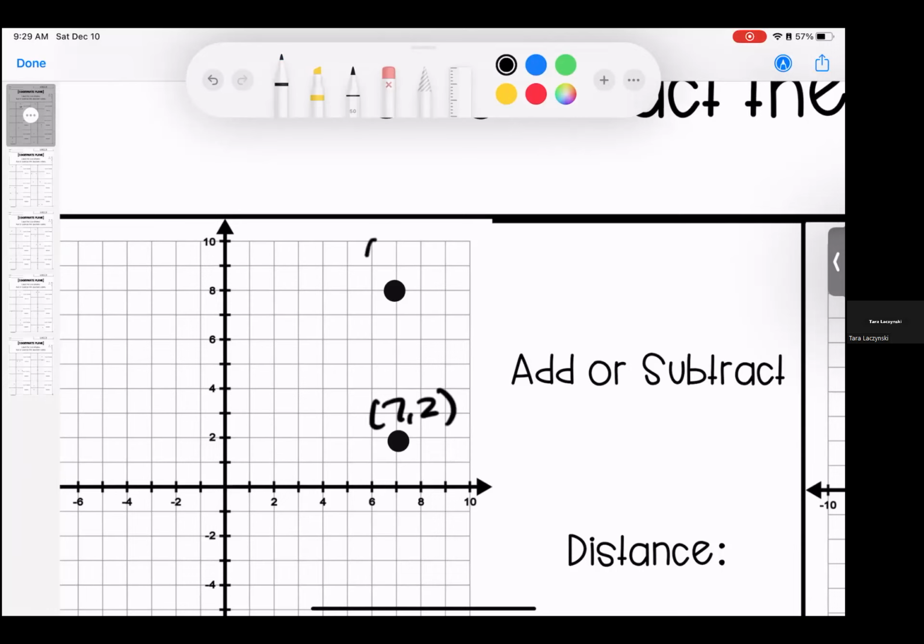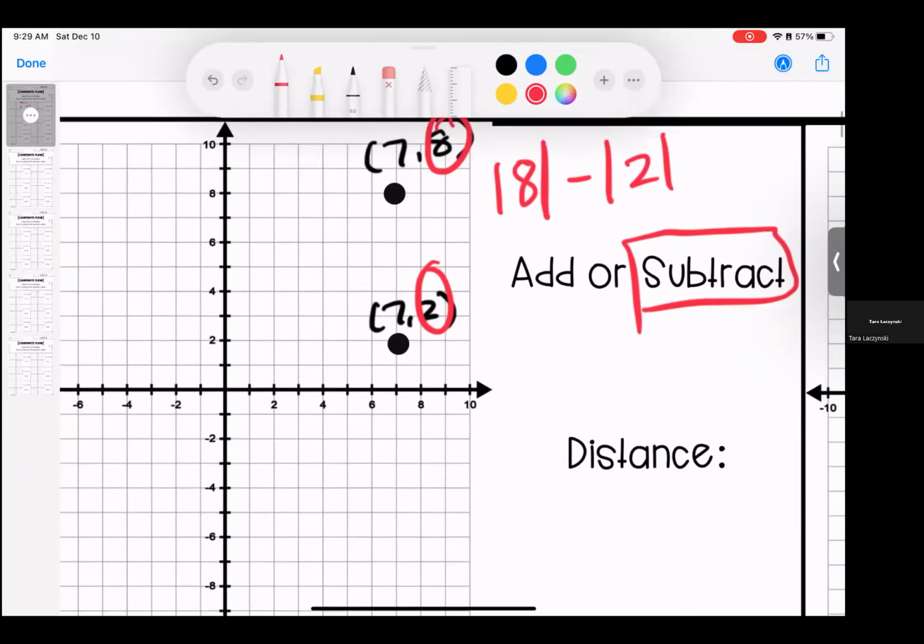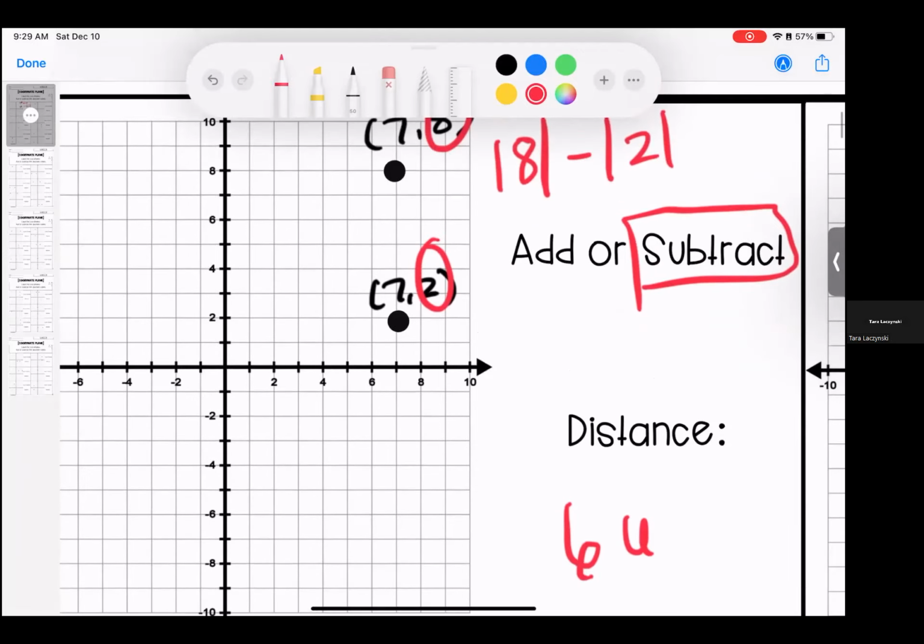The next one is out to 7 and up to 8. So right there, I see that the difference is in my y's, and I am going to subtract the absolute value because they're in the same quadrant. They're both in quadrant one. So when I do 8 minus 2, I get a distance of 6 units.